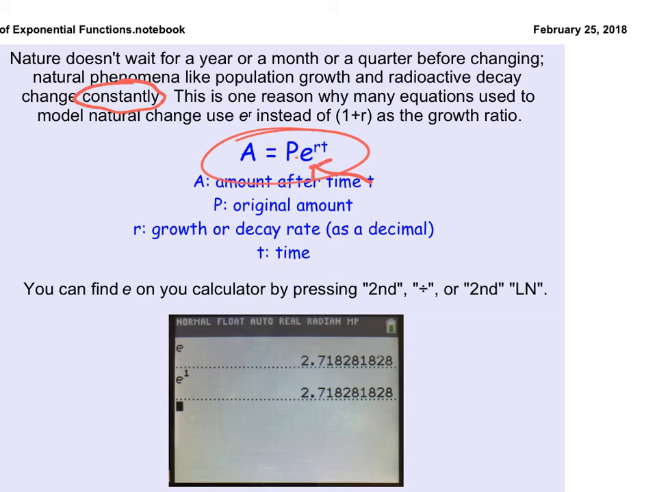Okay, so yay, you got a new formula. P is principal, or your starting amount. Remember how we always have a starting amount right there? It's just called principal now. P. E is this new number, 2.718, to the R times T. R is your rate, and T is your time. By the way, what if it's decaying? Then your rate's just negative. Very good.